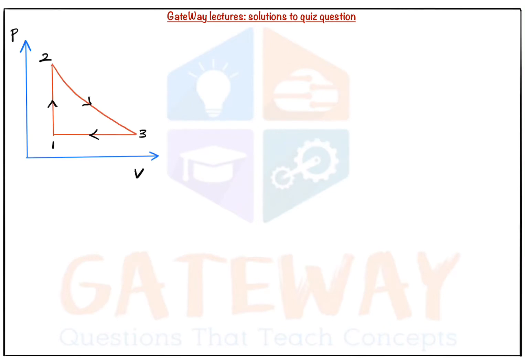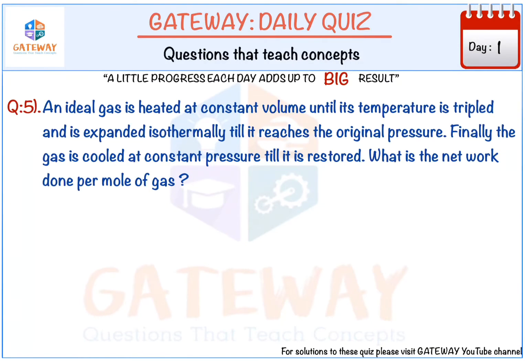This was a PV diagram for the given question. So from the given data, T1 is equal to T and T2 is equal to 3T. Actually the question was not right, sorry. An ideal gas is heated at constant volume until its temperature is tripled.